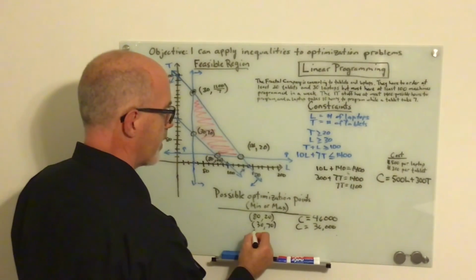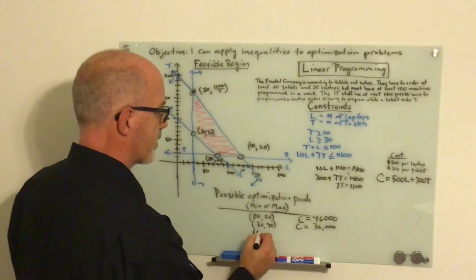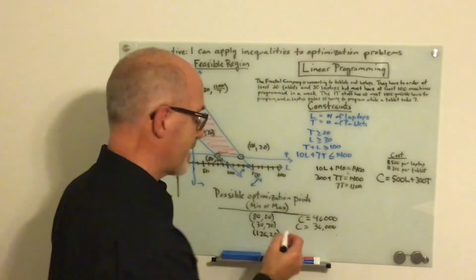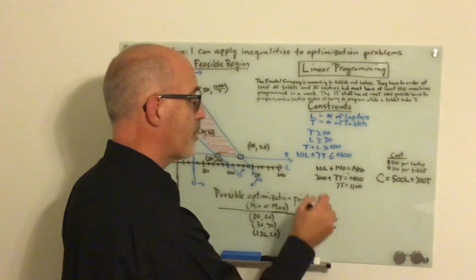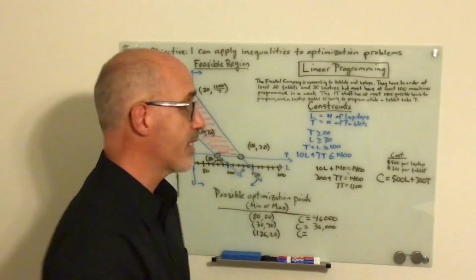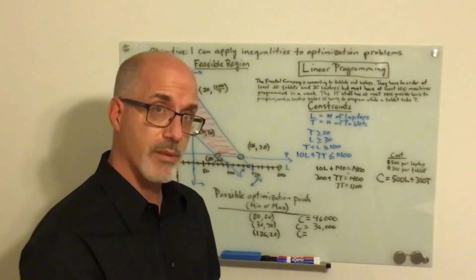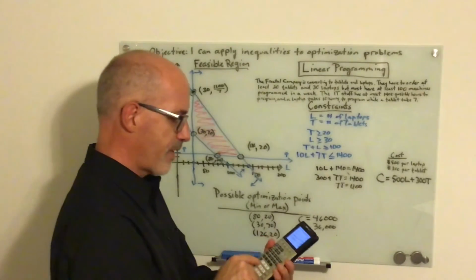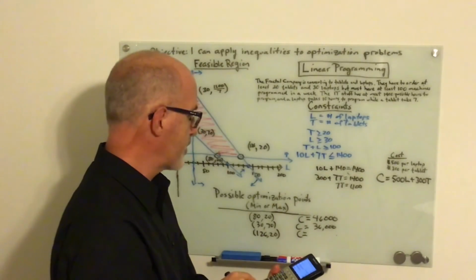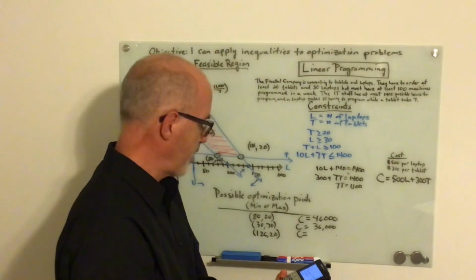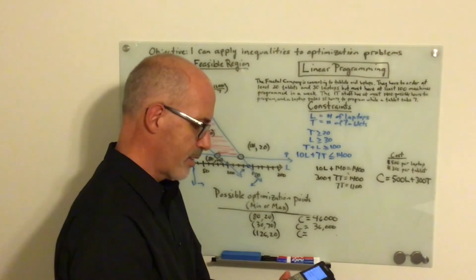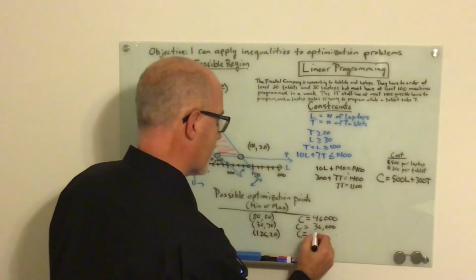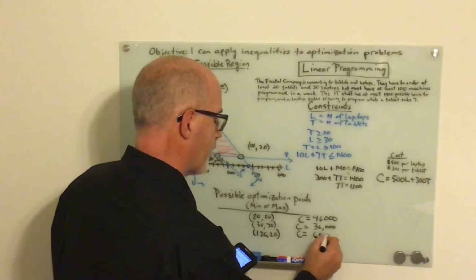Okay, now the next one, let's do this 126, comma 20. Now these are pretty large numbers, so I'm guessing that the cost is going to be higher. This would be more points where we might maximize profit. If these values had been how much profit we make on each of them, then we probably would have one of these two, but let's just check them out to see. So 500 times 126 plus 300 times 20, and we get $69,000. Okay, quite a bit more.